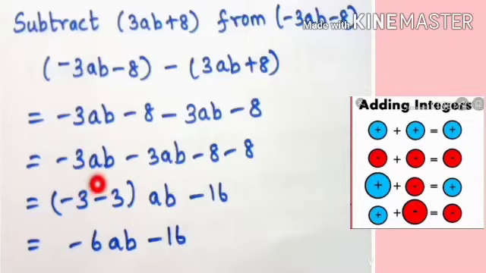Students, here we are using the addition of integer rule. That is, when we add two integers of the same sign, the sum will also be an integer of the same sign. That is, here minus 3 and minus 3 gives minus 6. Here minus 8 and minus 8 gives minus 16. Thus, we get minus 6ab minus 16, which is the required algebraic expression.